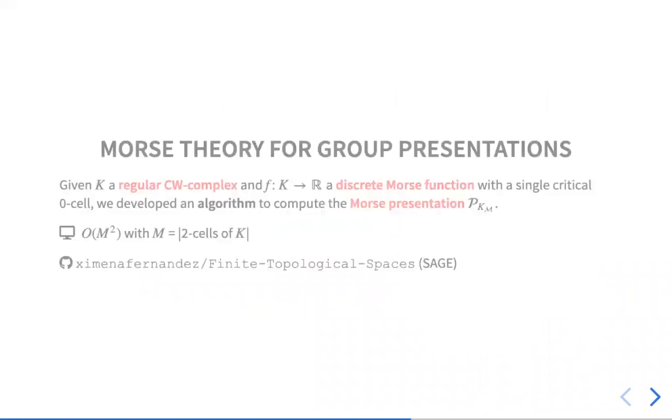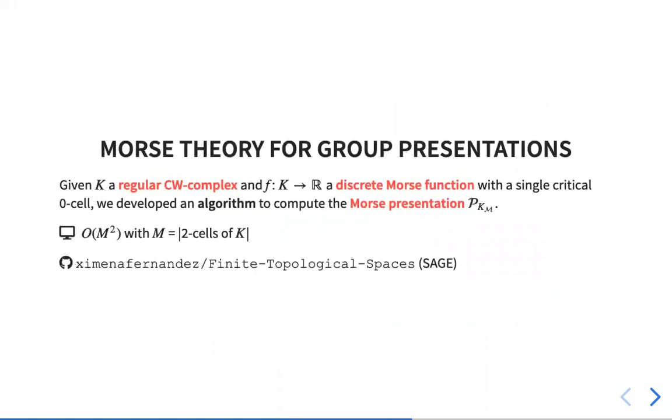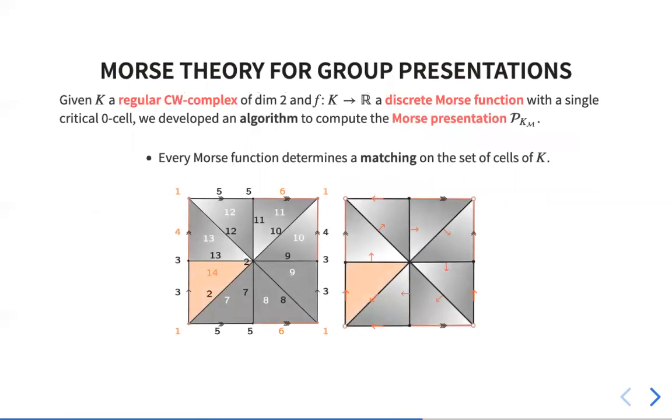If you want to perform this algorithmically, I coded some algorithm. You give me a regular complex and a Morse function, and I ask the Morse function to have a single critical cell of dimension 0. It's always possible to obtain this kind of Morse function. Then I give you the standard presentation of the Morse complex. Okay, and the complexity is quadratic in the number of cells of the complex. And I think that I'm going to show you an example.